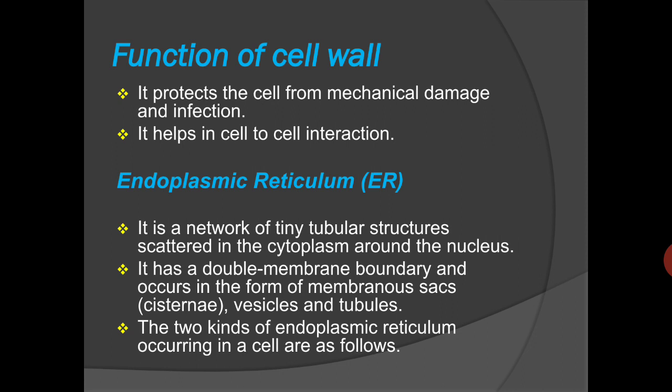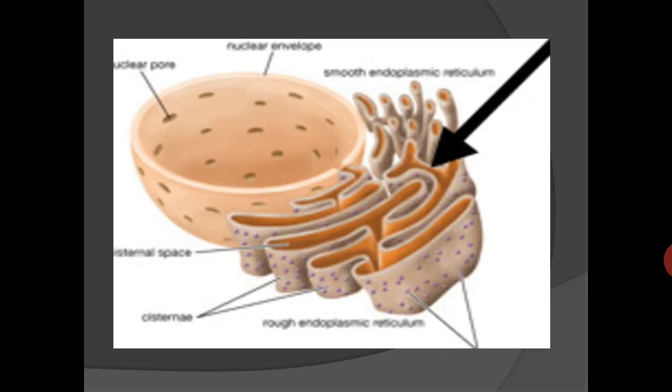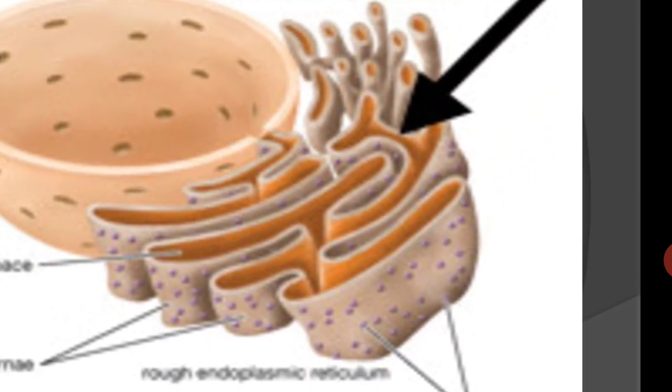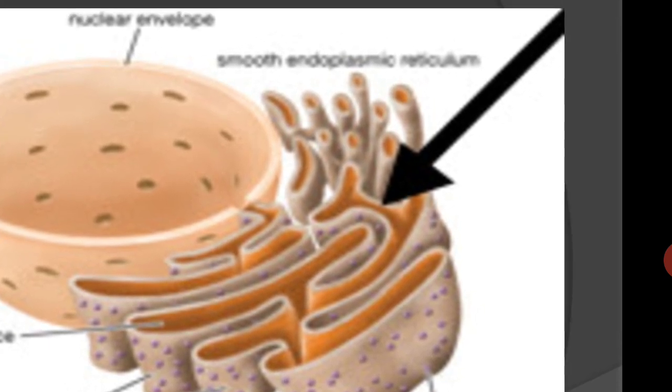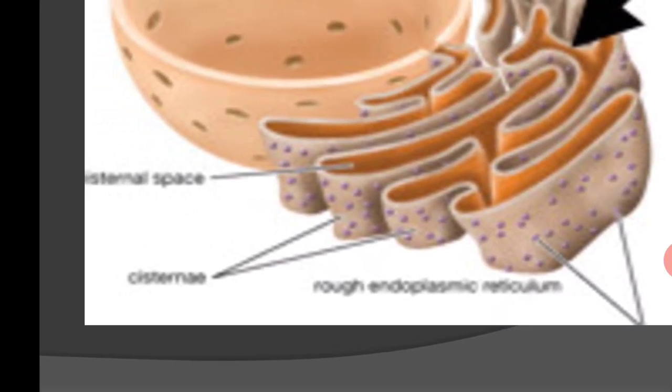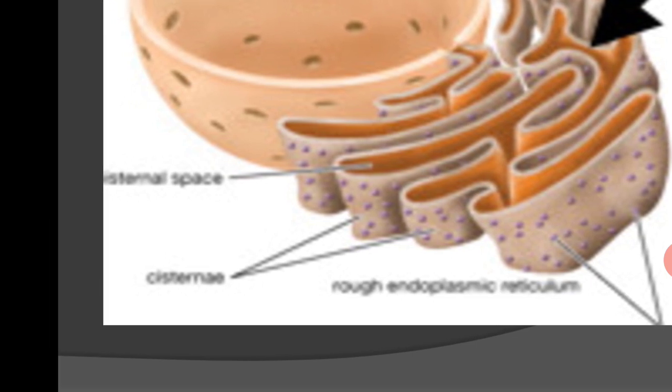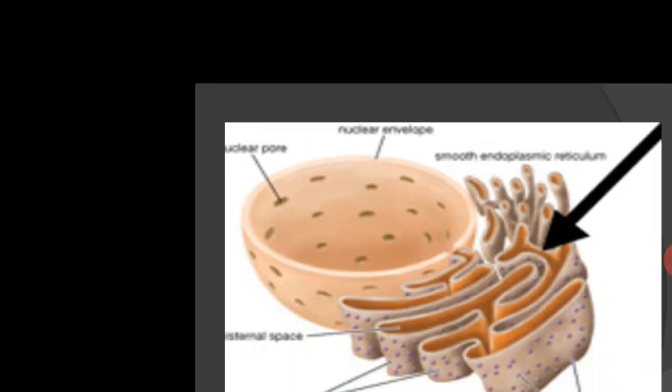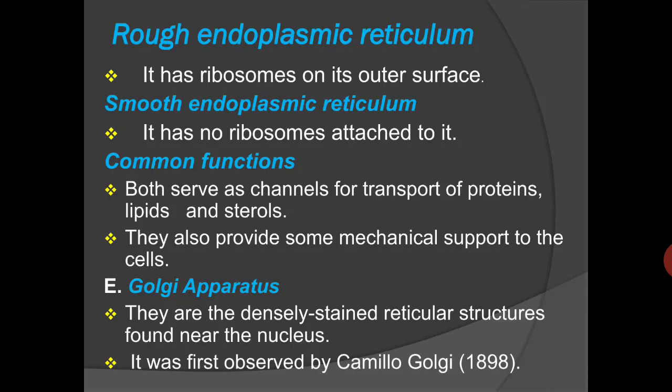There are two kinds of endoplasmic reticulum occurring in a cell, smooth type and rough type. You can see here, if no ribosomes are attached, it has a smooth surface and is known as the smooth endoplasmic reticulum, and if ribosomes are attached, it is known as the rough endoplasmic reticulum. So the rough ER has ribosomes on its outer surface. The smooth ER has no ribosomes attached to it.